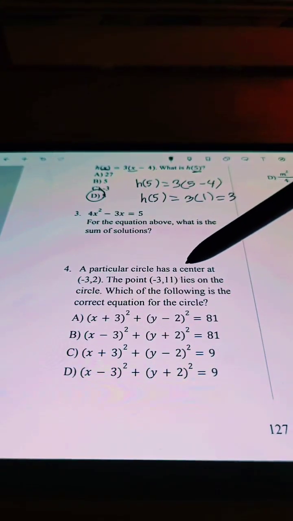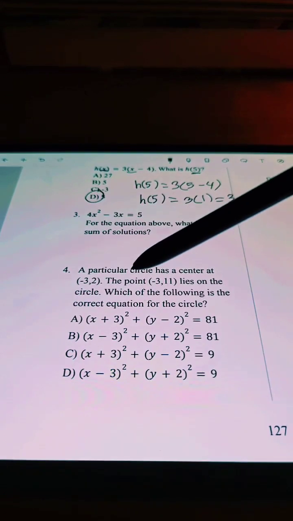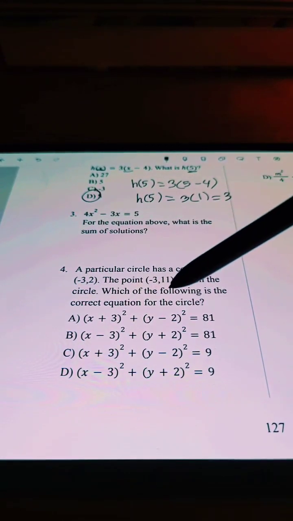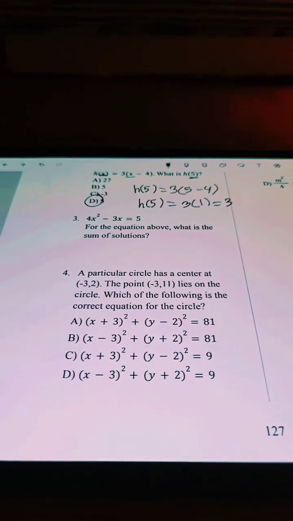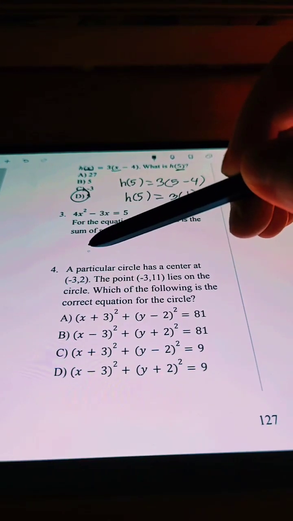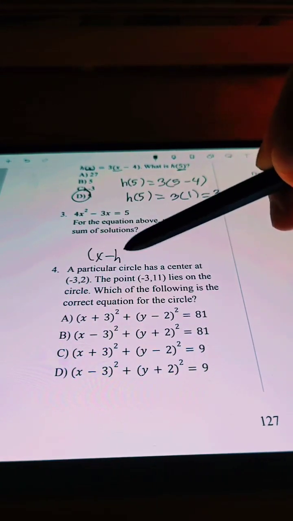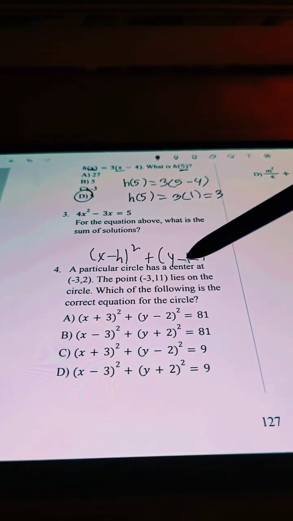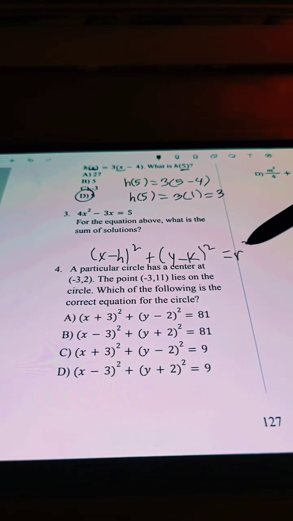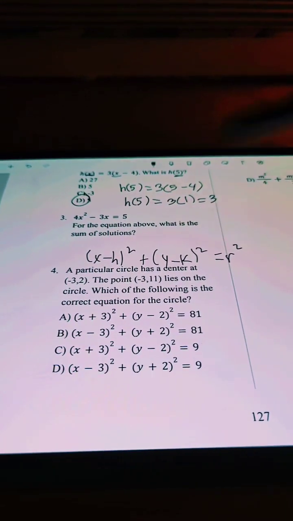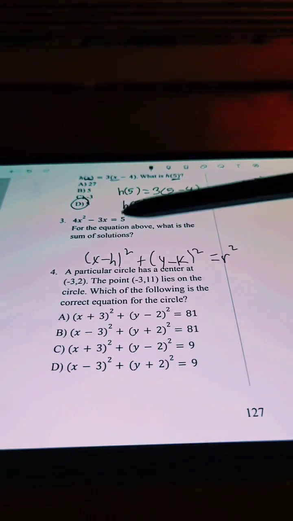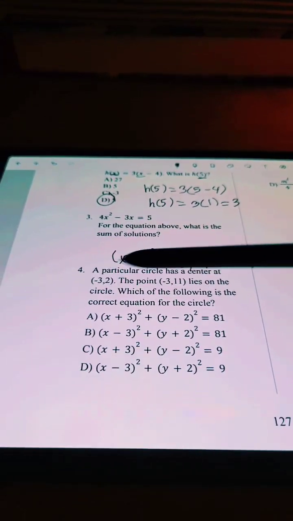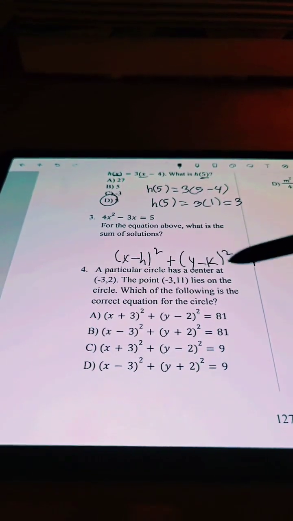A particular circle has a center at -3, 2. The point -3, 11 lies on the circle. Which of the following is the correct equation for the circle? Okay, so remember, the equation of a circle is (x minus h) squared plus (y minus k) squared equals r squared, the radius squared, and h comma k is the center of the circle. So basically they gave us the center, so we know what should be going next to the x and what should be going next to the y.